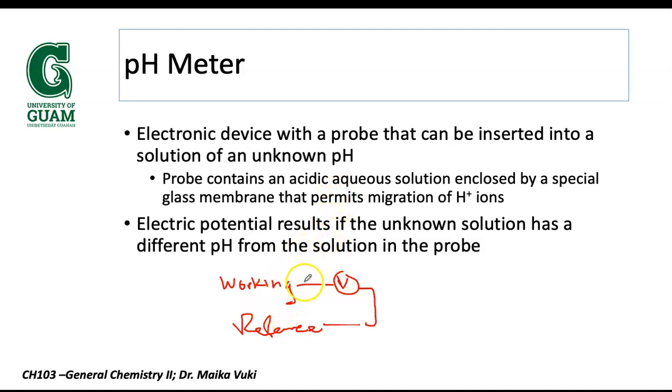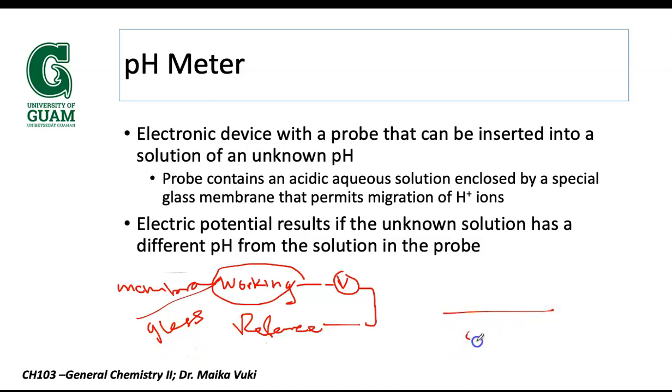Now, one thing about the working electrode in a pH meter, it actually has a membrane, and that membrane is glass, and the glass membrane is what provides the sensing, or the sensor that will be able to determine the pH. So outside the glass, we have your analyte.